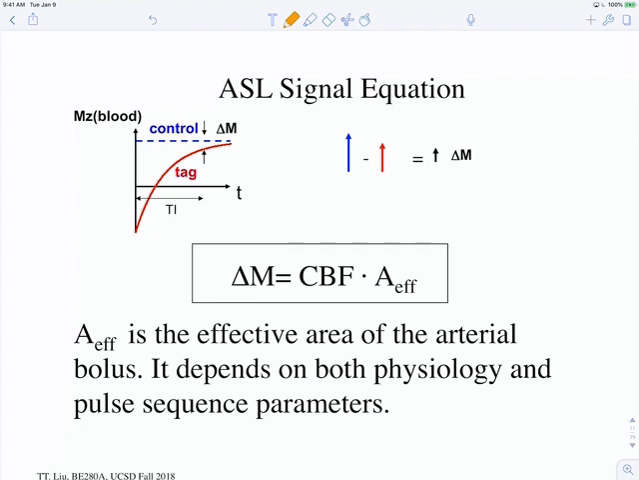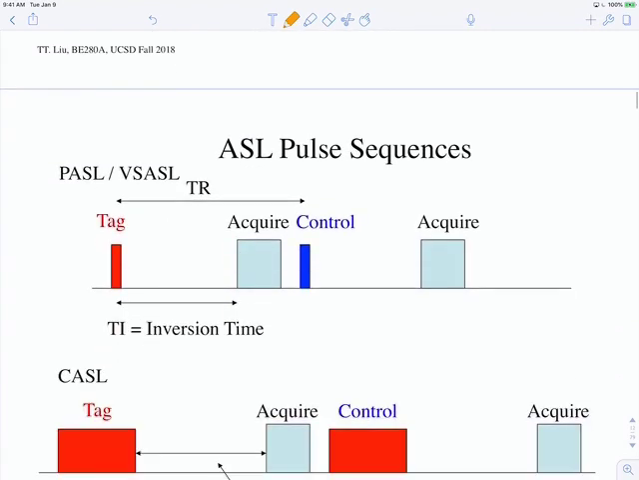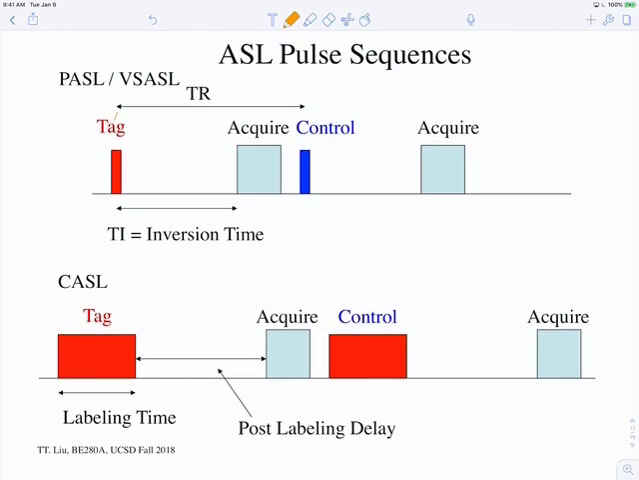So this is a different picture of that. So the tag image, we invert it here, and it recovers. And then the control image is fully relaxed all the time. So this difference here is a measure of how much blood actually got there. Okay? So what it looks like is we might tag the blood, we might acquire it, and then the next round we control, acquire, and then we just repeat that process over and over again.